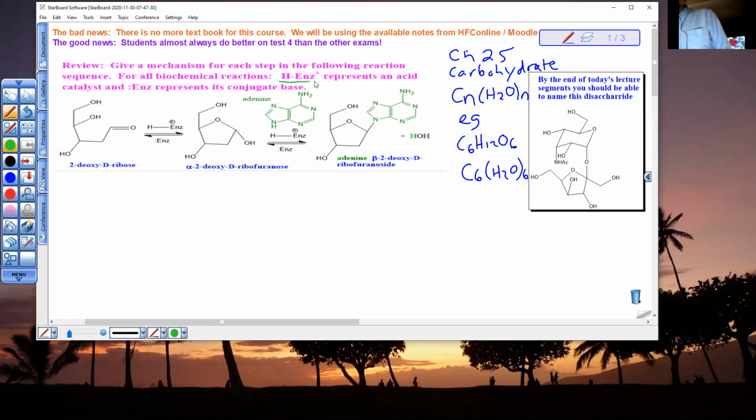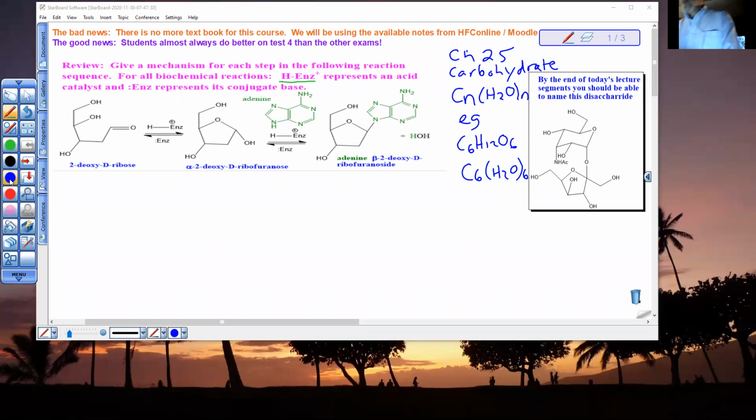In biology, we're going to talk about HEn+ with a plus charge being the protonated version of an active site of a protein. And it represents the acid catalyst, and the conjugate base would be En with its lone pair. En is short for enzyme. And the mechanisms are not going to change from what we did before. I want to remind you that you're taking an aldehyde and you're making it into a hemiacetal here.